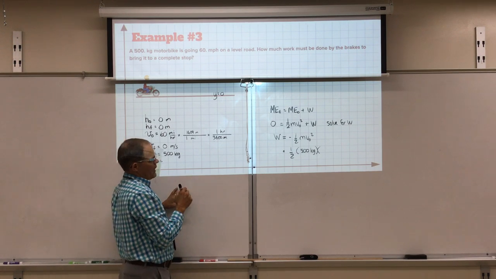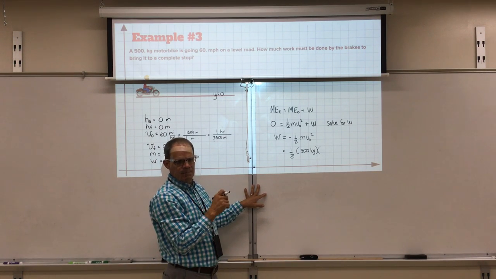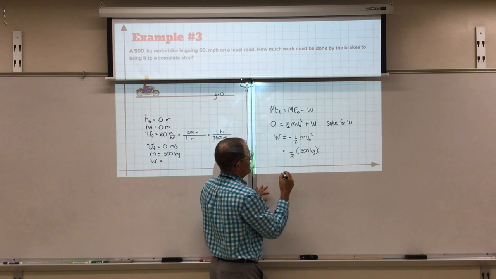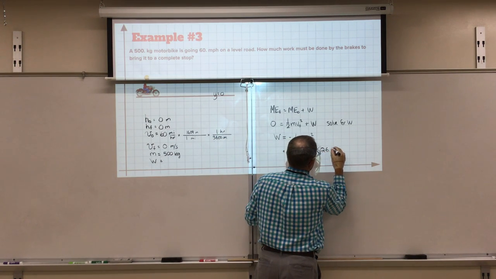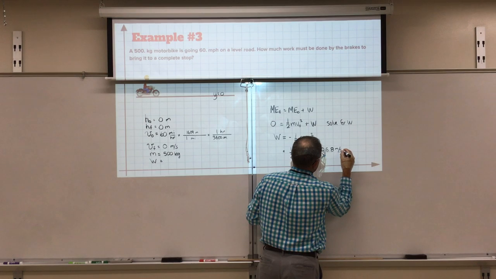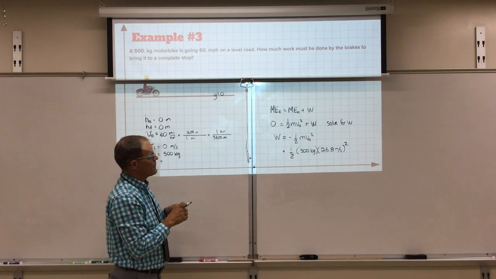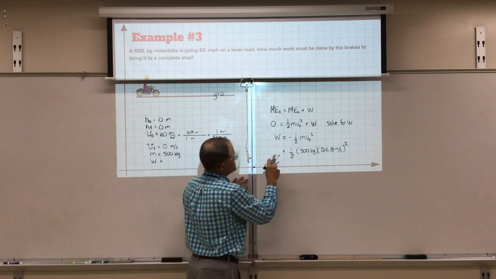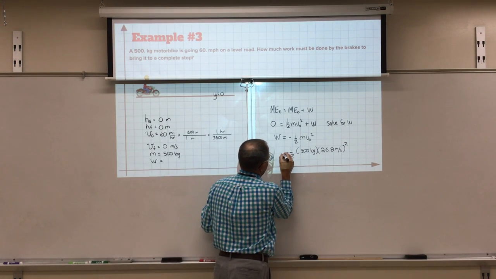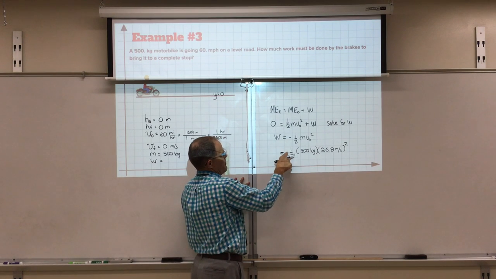And when you do all that, I think you get 26.8. So we have 26.8 meters per second. And then we're going to square that. And, oops, I forgot the negative. There's a negative there. Right there.